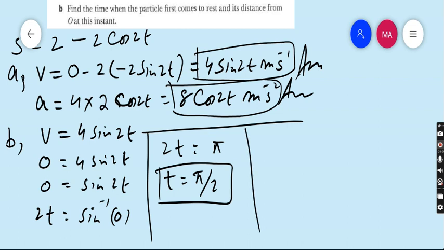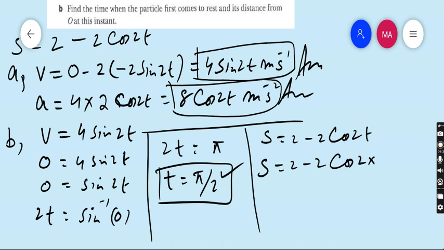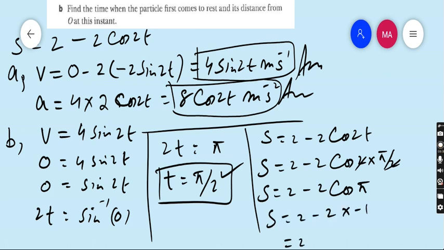Very easy. The distance equation is s is equal to 2 minus 2 cos 2t. T we have found is pi by 2. So s is equal to 2 minus 2 cos pi. Cos pi is minus 1. Minus 2 into minus 1 is plus 2. 2 plus 2 is 4 meters. So this is the complete answer of part B.